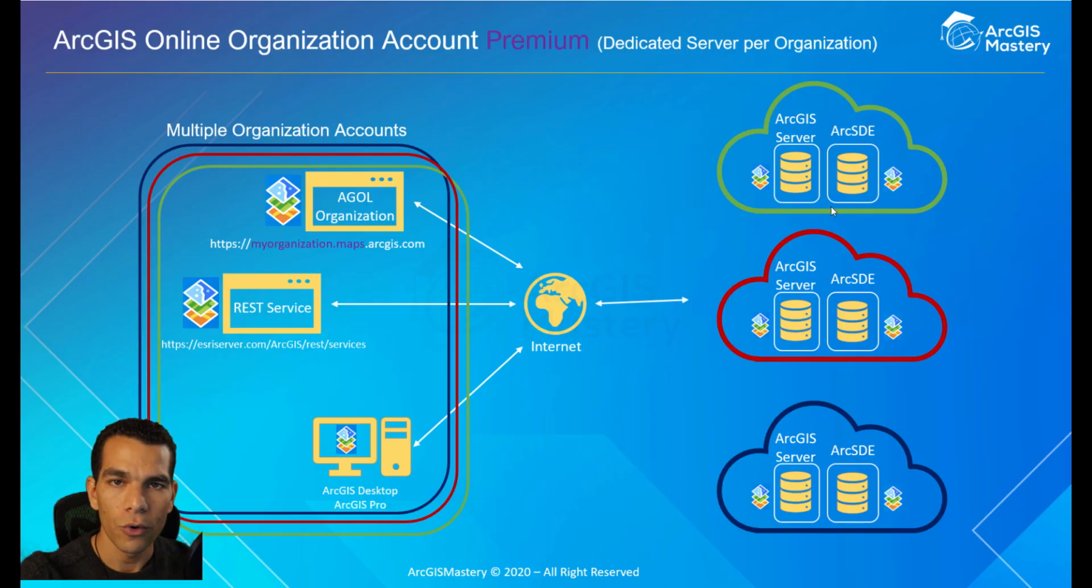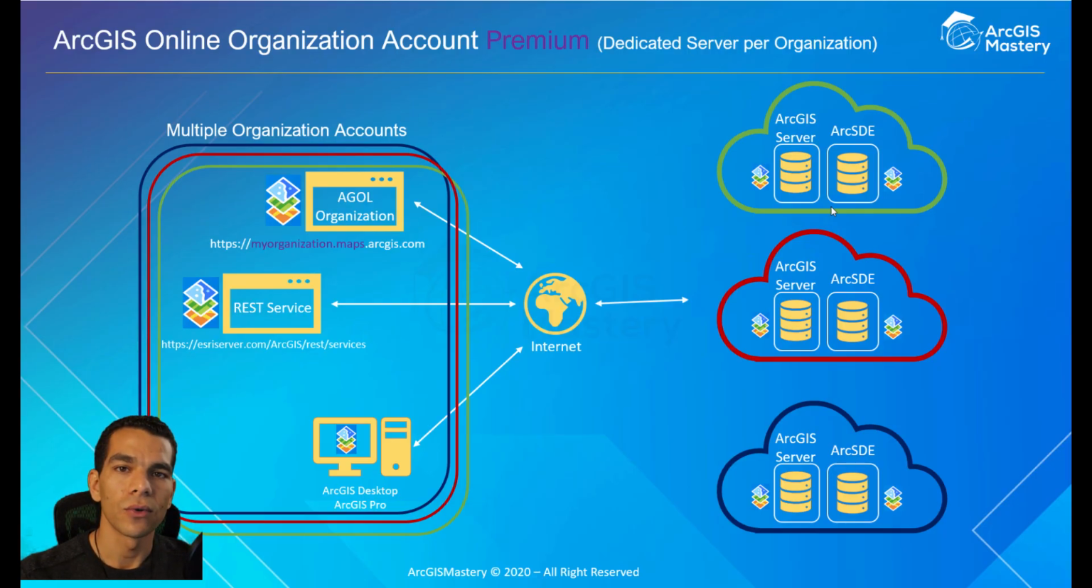So now you understand what is ArcGIS Server, what is ArcGIS Online Public Account, what is ArcGIS Online Organization Account, and the two types, Standard and Premium. All of them are hosted on Esri Cloud Service. So that means it's managed by Esri, the security is managed by Esri, the servers are managed by Esri, and the data is hosted at Esri servers. So that means Esri has control over your data and over your security.